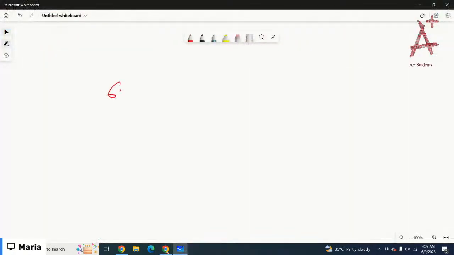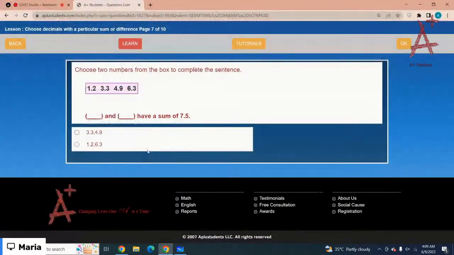Let me check the second one. 6.3 and 1.2. When you add them, it makes 7.5. Got it? That means the second option is the correct one.